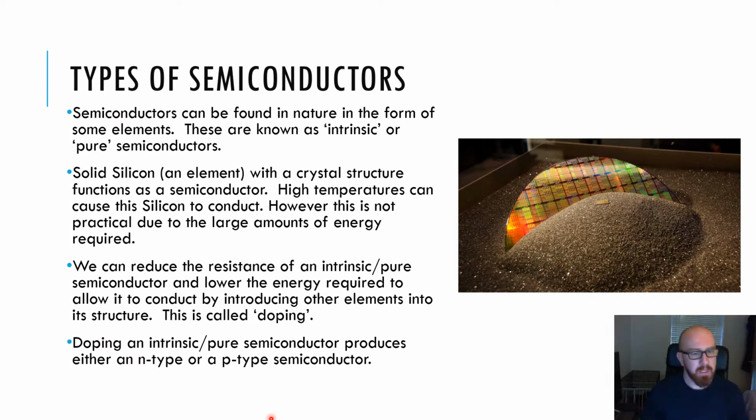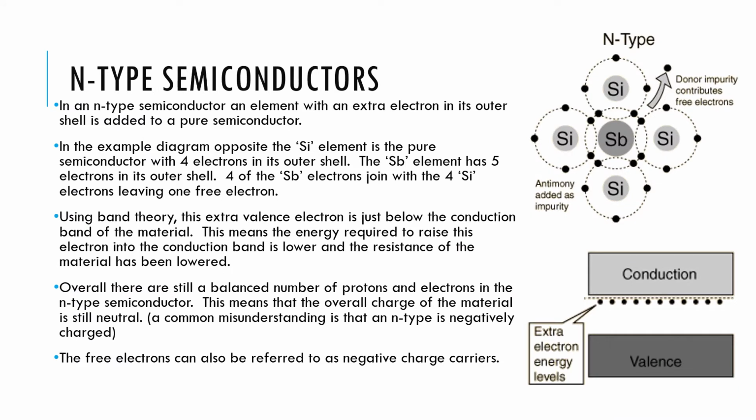I'm going to go on and explain what an N-type is and what a P-type is, and then what happens when we put them together, and what we can do with them when we put them together. So the first type of semiconductor we're going to look at is called an N-type.